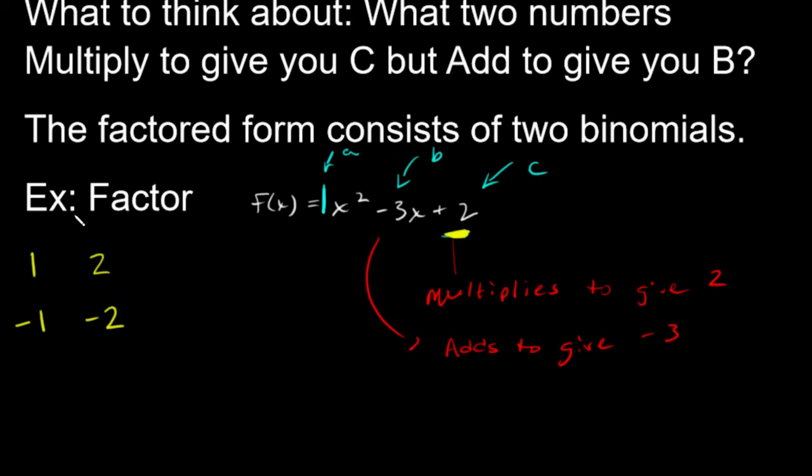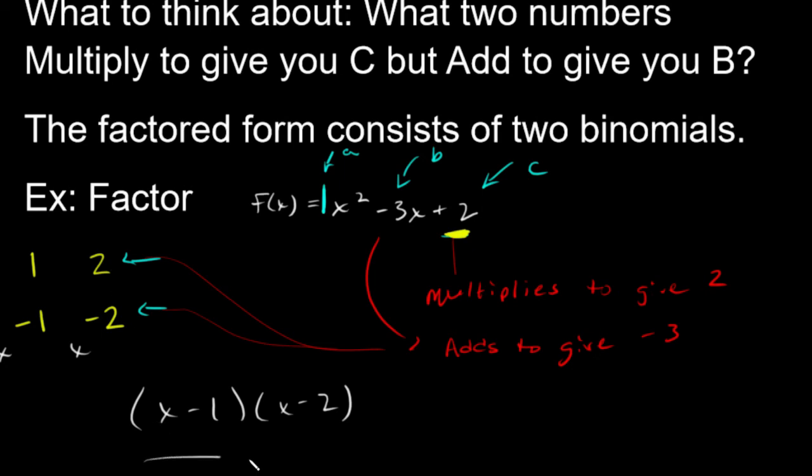And then see which of these factor pairs add to give you negative 3. Well, does 1 and 2 add to give you negative 3? No, that adds to give you positive 3. But negative 1 and negative 2, those add to give you negative 3. So you would factor it as x and then this number, and x and then this number. So it'd be x minus 1 and x minus 2. And there is your answer. That's your factored form.